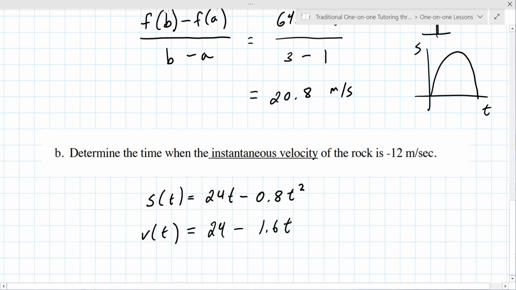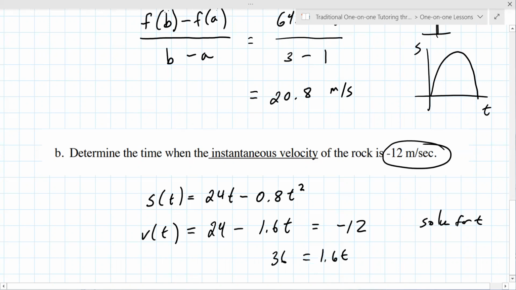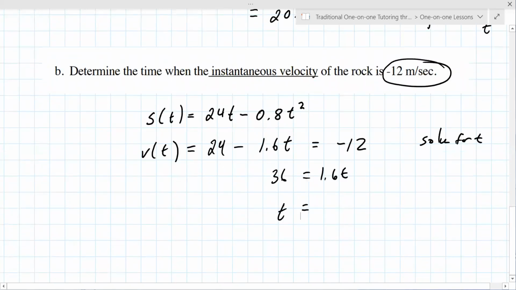1.6 T. Yep. Now they want to know when it's equal to minus 12. So you have to set this equal to minus 12 and solve for T. So you add 12, subtract this, you get 36 equals 1.6 T. Divide both sides by 1.6. Doesn't seem like a great answer. Not very nice. 22.5 seconds. I can't believe it's in the air that long, but maybe it is.